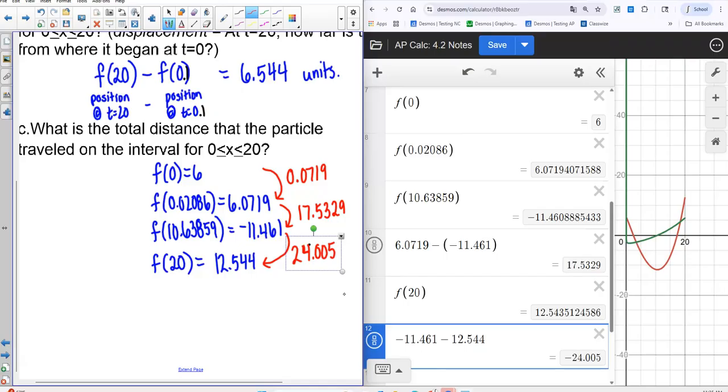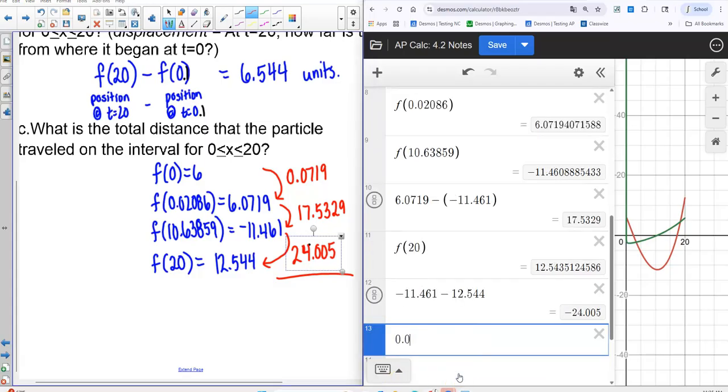And then if we want to know total distance, we're going to add all those together. So we got 0.0719 plus 17.5329 plus 24.005. And we are going to get 41.6098.